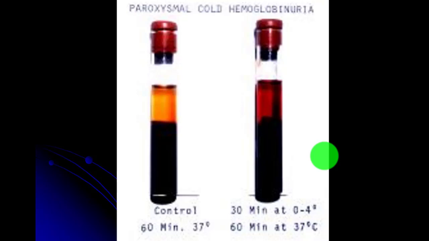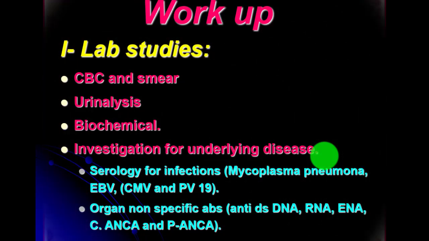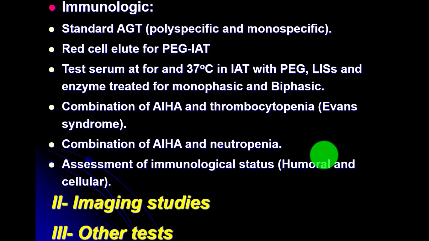Hemoglobinuria. Lab studies: CBC and smear, urine analysis, biochemical investigation for understanding the disease, serology for infections such as Mycoplasma pneumoniae, EBV, or CMV, organ non-specific antibodies, anti-DNA, RNA, ENA, immunological standard AGT, poly-specific and monospecific red blood cell tests.